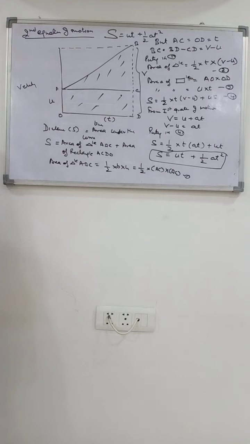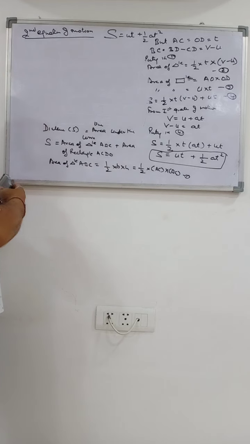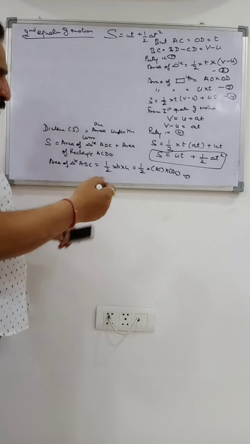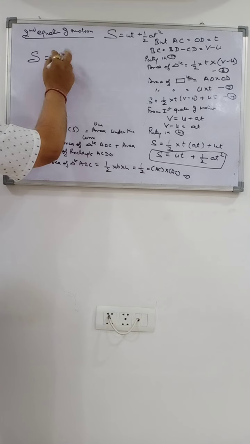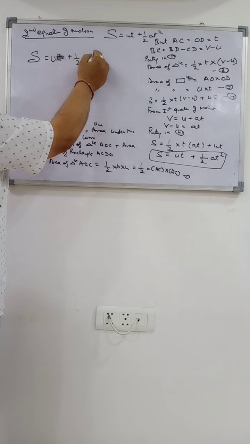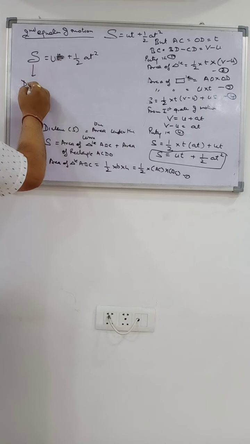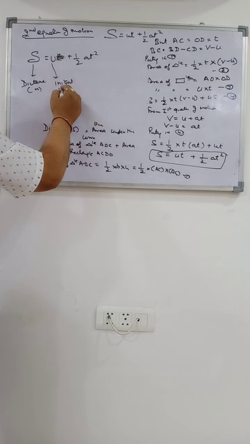But here, what do these signs indicate in S is equal to UT plus half AT square? S is the distance, mind you. S is the distance in meters. U is the initial velocity, the velocity at which the body was moving initially.